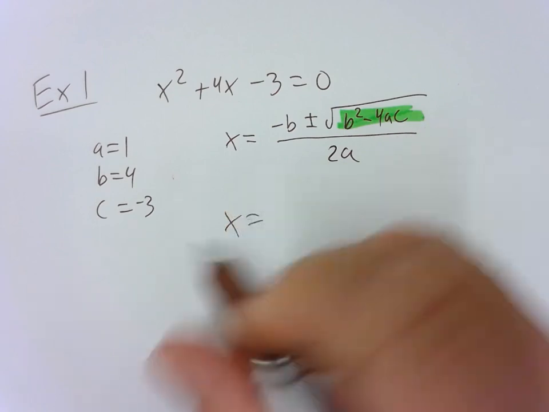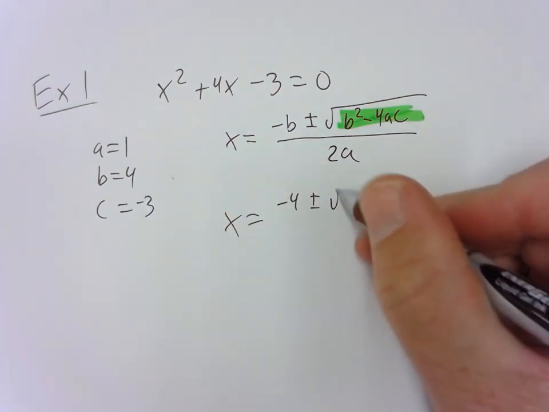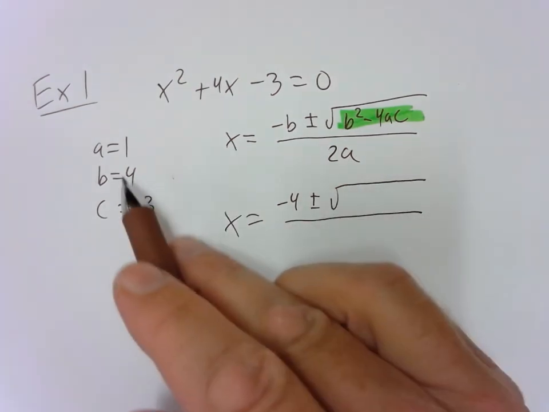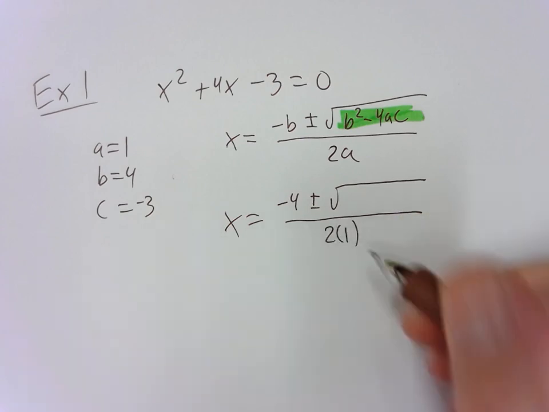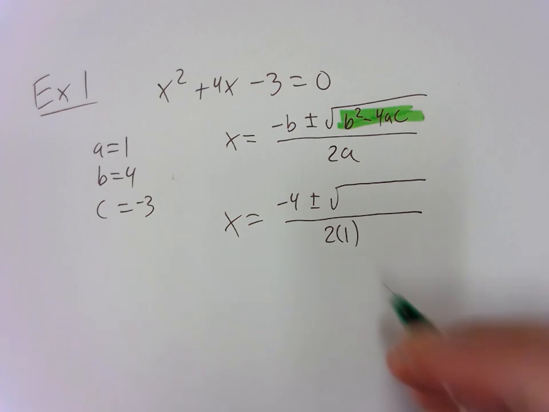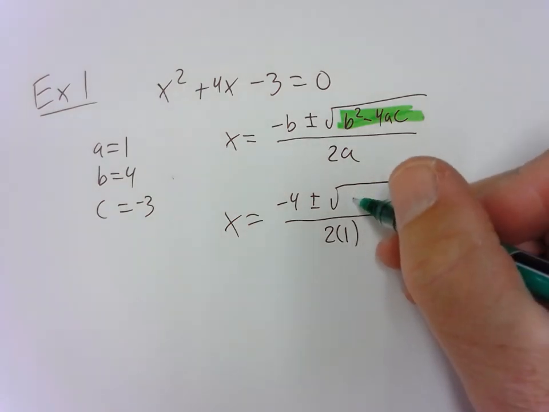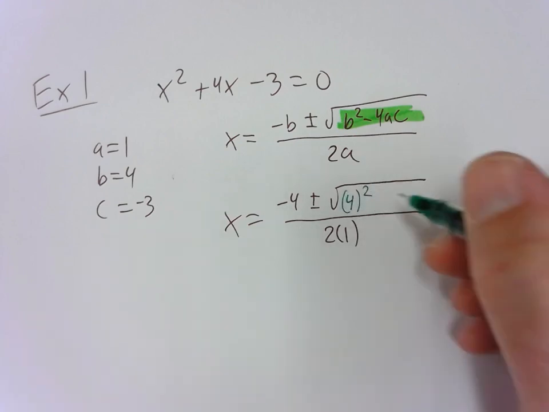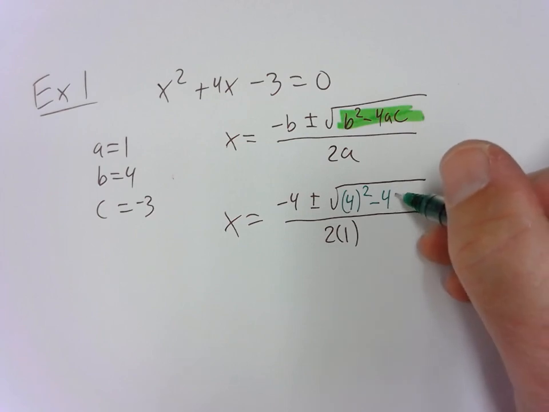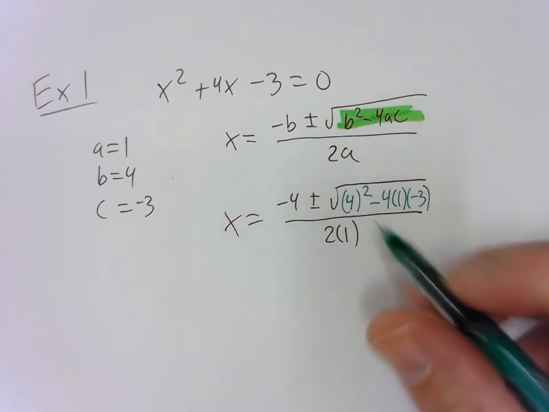x equals, plug it in, negative 4 plus or minus square root, all over 2a, so 2a would be 2 times 1. Now we do the b squared minus 4ac. I'm going to use green. So let's see, b squared would be 4 squared minus 4a, which is 1, and c, which is negative 3. And this is what has to be calculated.